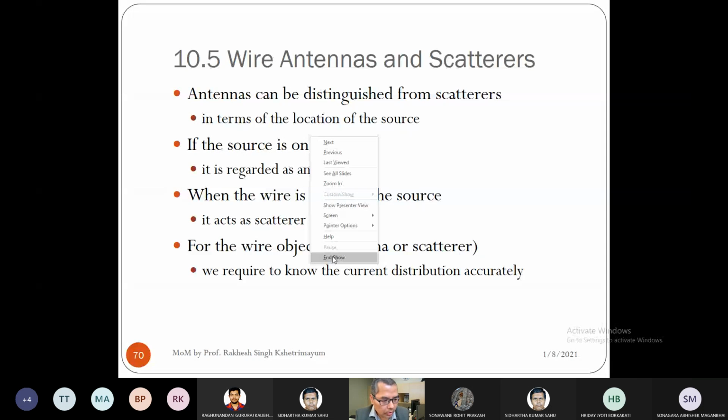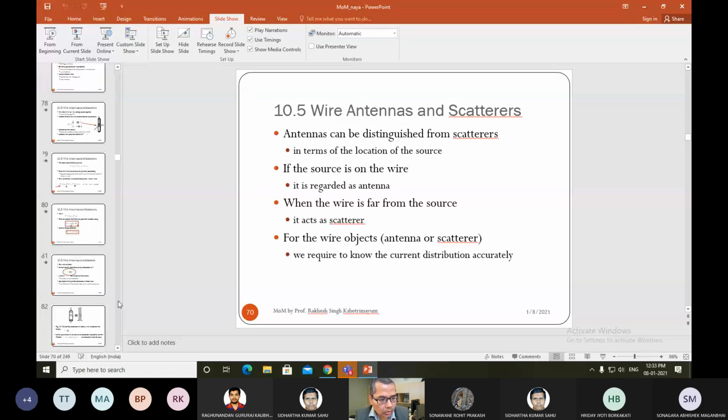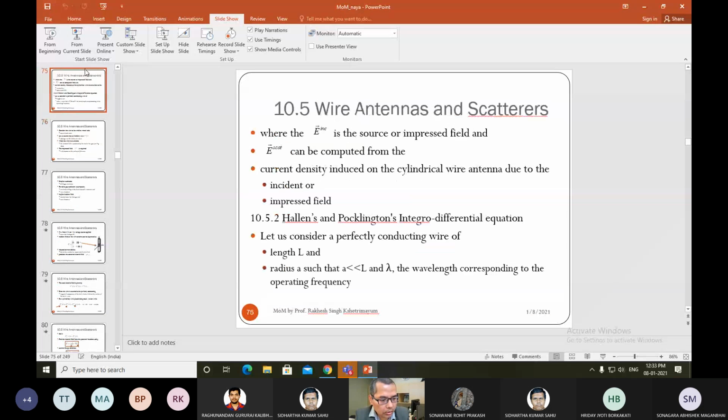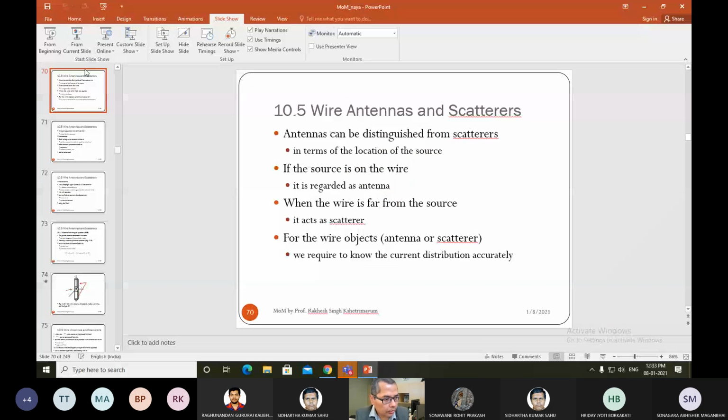Any questions here? Otherwise, I'll start the next part. So any questions on the basis functions? We'll start with the wire antennas and scatterers, otherwise.